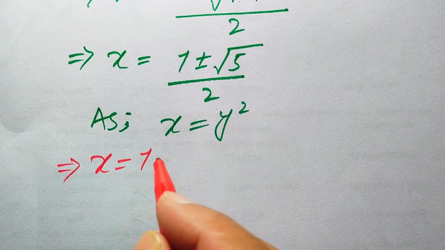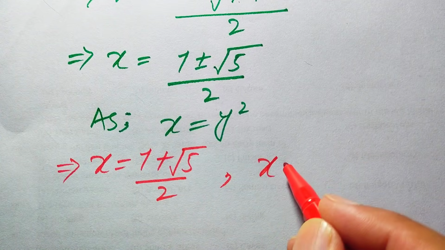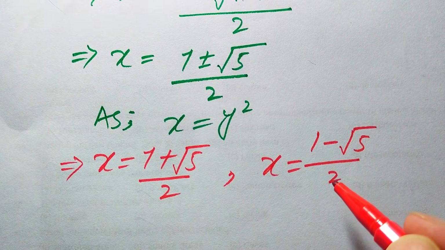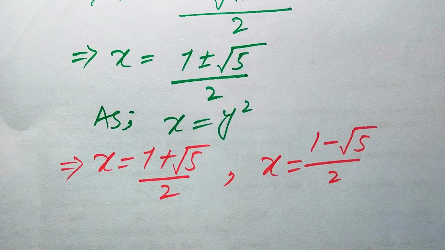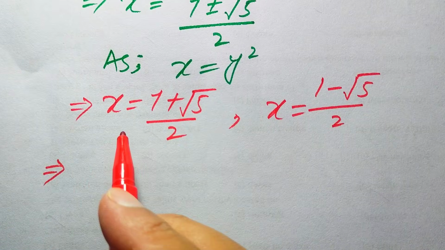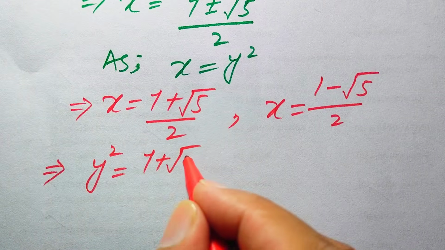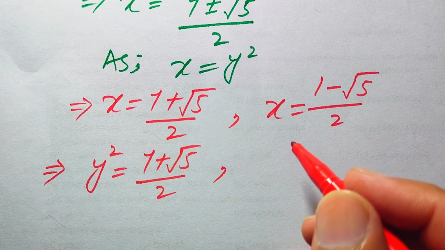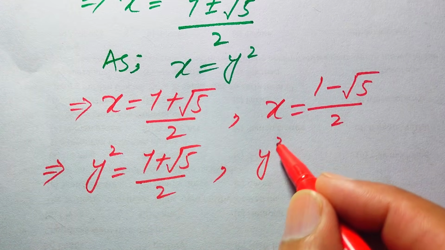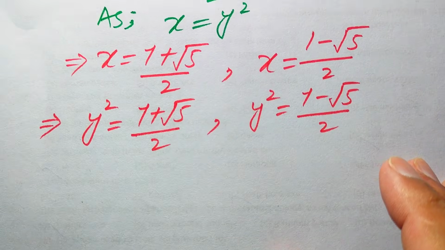Here we write the positive value, 1 plus square root of 5 divided by 2, and here we write the negative value, 1 minus square root of 5 divided by 2. Now we substitute the value of x in both of these two cases. When you put this value here, we get y squared equals 1 plus square root of 5 divided by 2. And when you put this value of x here, we get y squared equals 1 minus square root of 5 divided by 2.